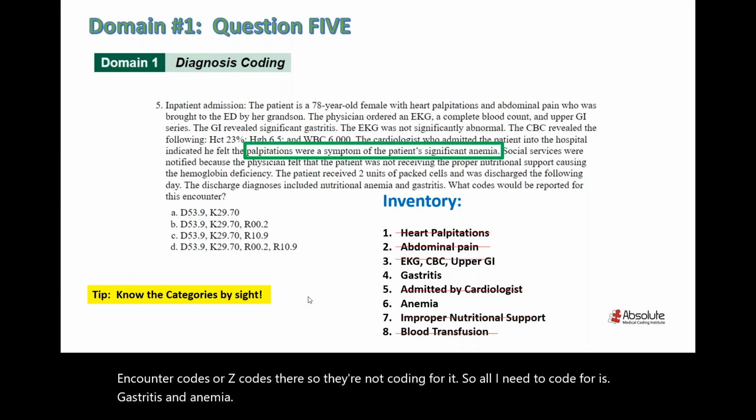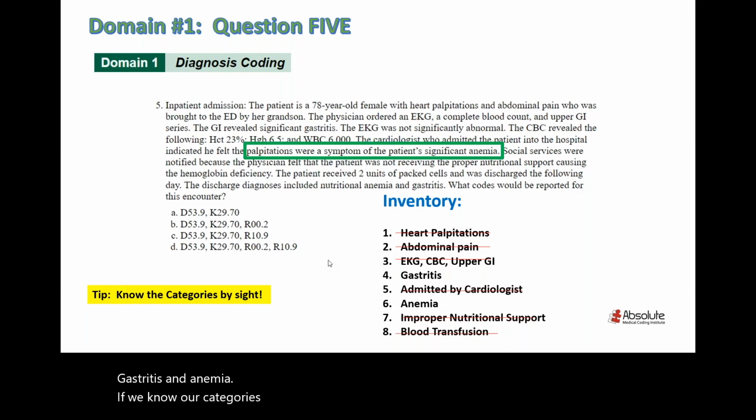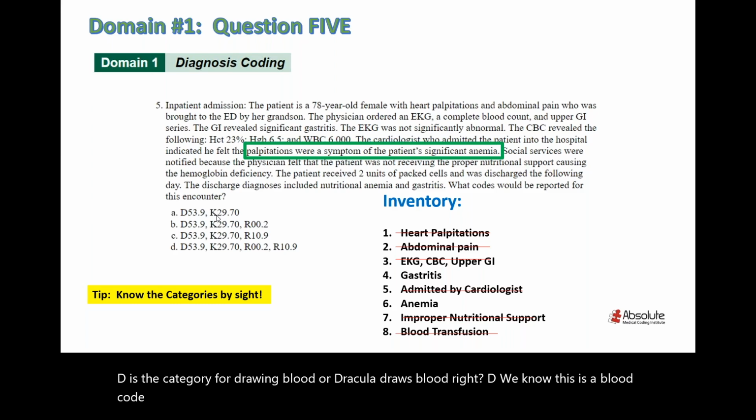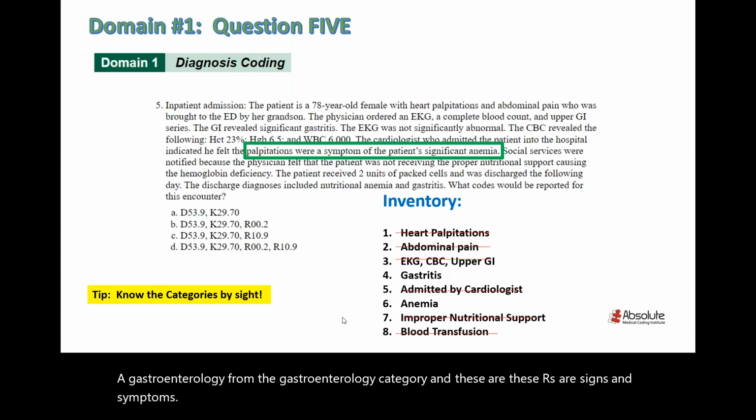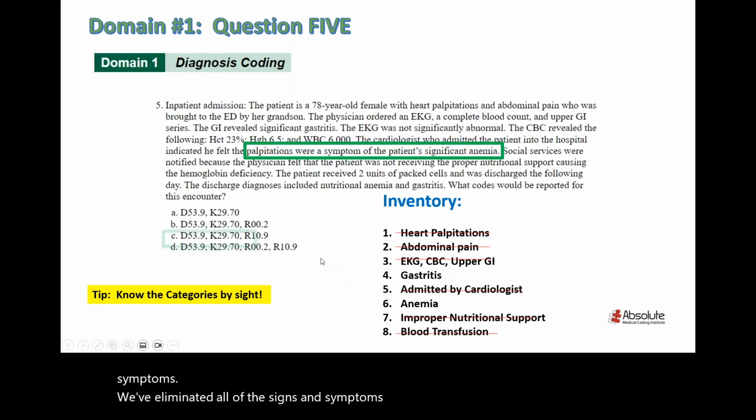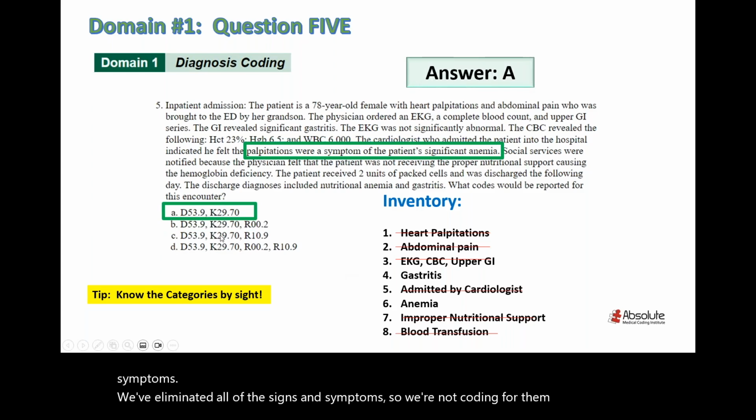Now, if we know our categories by site, D is the category for drawing blood, or Dracula draws blood, right? D, we know this is a blood code. And K is a kick in the gut. And we know that is from the gastroenterology category. And these R's are signs and symptoms. We've eliminated all of the signs and symptoms, so we're not coding for them, right? And A is our answer.